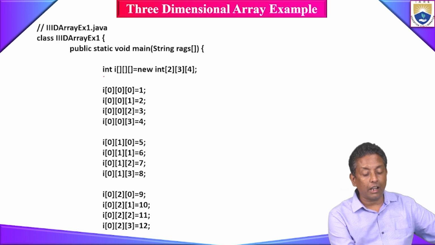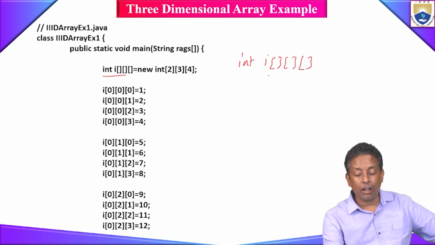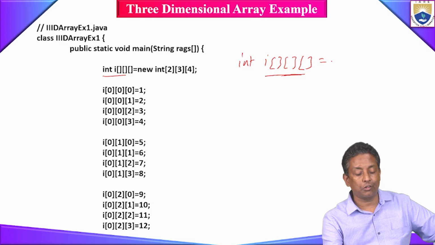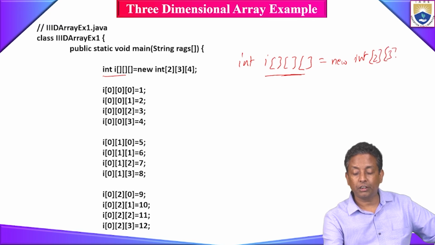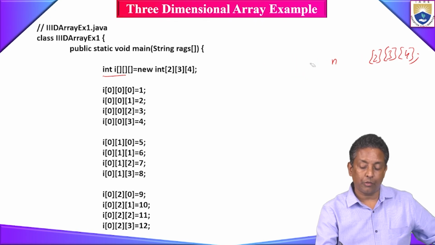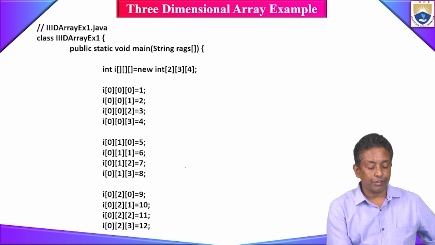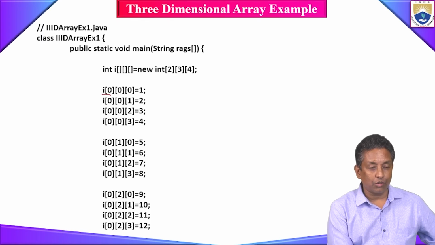See here, in the array, we need to use 3 square brackets: row, column, row. int array is equal to new int of 2 by 3 by 4. The matrix array we want to declare, in that we want to store the values. So here is the array declaration. First of all, which row do we want to access? The 0th row. In that 0th row, how many columns are you having? 3 columns.